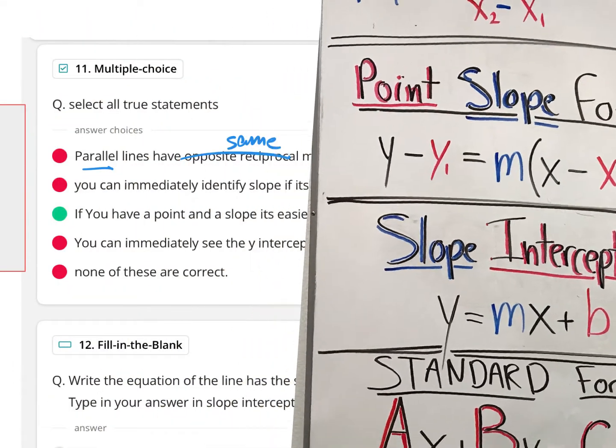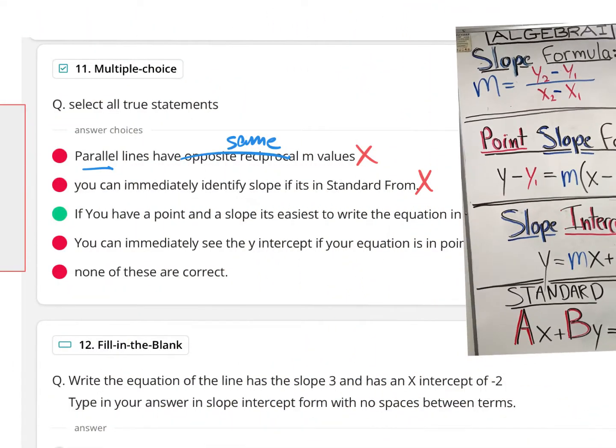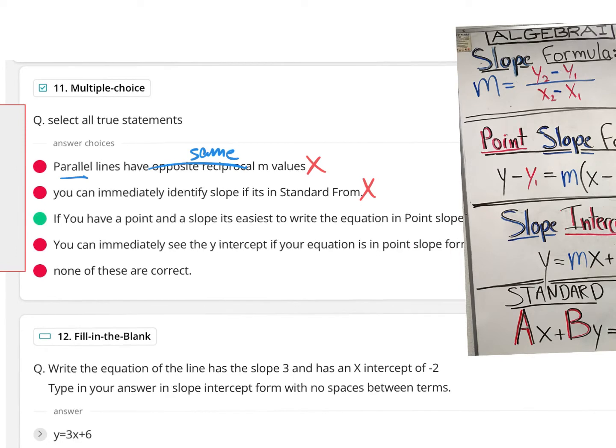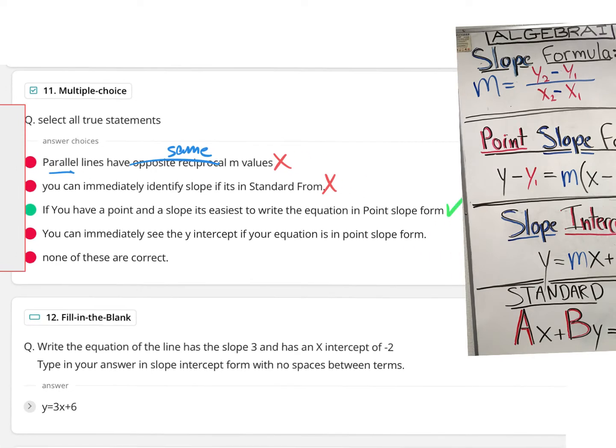So the thing about practice tests compared to real tests is that I will go back to these and change a word or two. So maybe on the actual test, I'll say you could immediately see the y-intercept if your equation is in slope-intercept form. Well, that would be a true statement, but because it says point-slope form, that's a false statement. You do not see the b value in point-slope form. All right, let's move on.